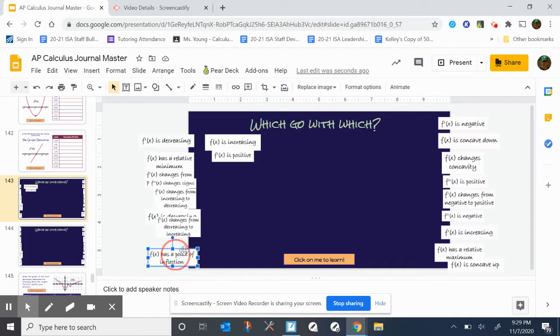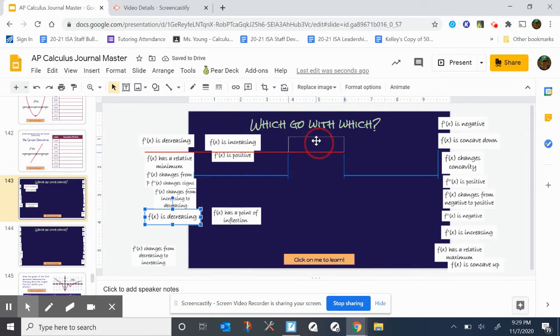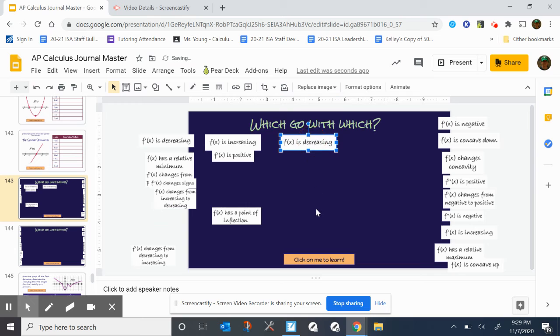F of x has a point of inflection, that has nothing to do with that. So I'm going to put it down here and see if something else goes on there. And there are a couple, but here we go. F of x is decreasing. So for that one, it should be f prime of x is negative. The slope is negative. And here it is up here. All right.